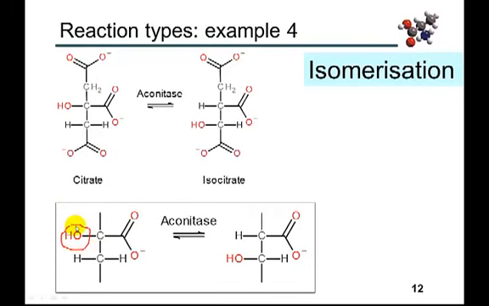That OH group there has moved one carbon atom down, and conversely that hydrogen has moved one carbon up. So it's a two-step reaction for that to happen. If you really want to know about this, have a look again in any good biochemistry textbook. An example of an isomerization.